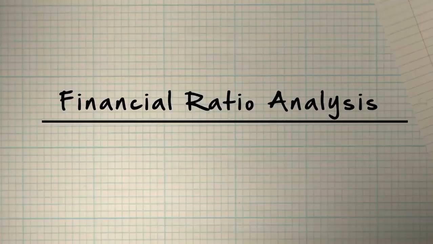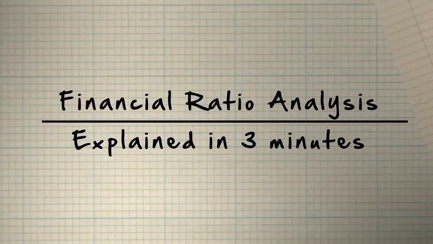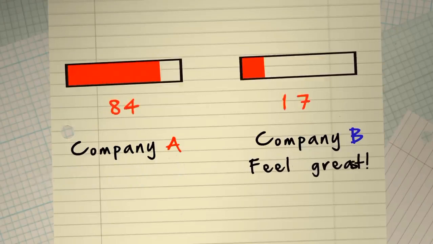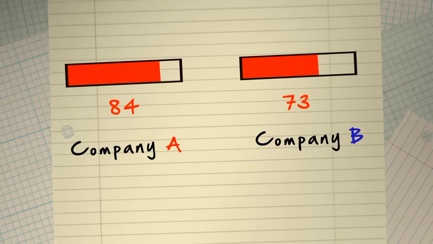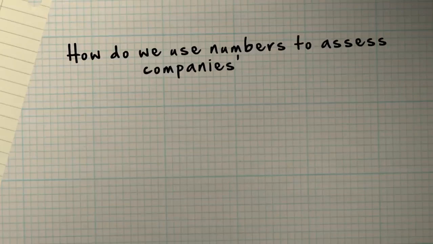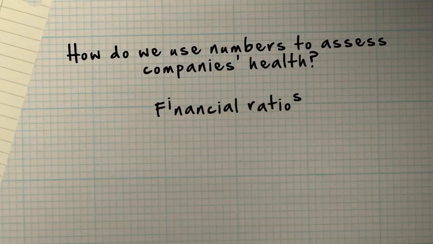Financial ratio analysis explained in 3 minutes. Sometimes, it's not enough to simply say a company is in good or bad health. To make it easier to compare a company's health with other companies, we have to put numbers on this health, so that we can compare these numbers with the numbers of other companies. So now, how do we use numbers to assess company health? This is where financial ratios come in.